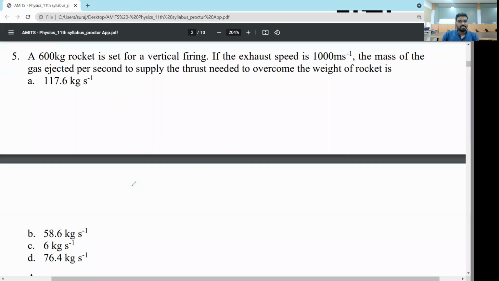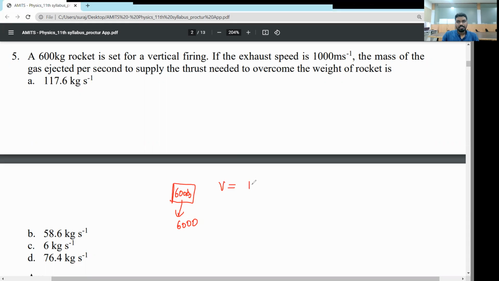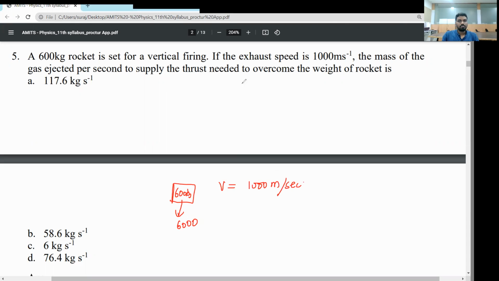So 600 kg is there. If 600 kg is there, weight will be how much? 6000, that is mg, right? Weight will be 6000. Now, with what velocity? Velocity is 1000 meter per second. So what I want is the thrust. Thrust will be how much?